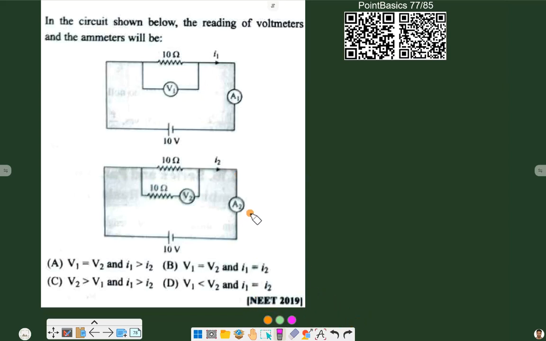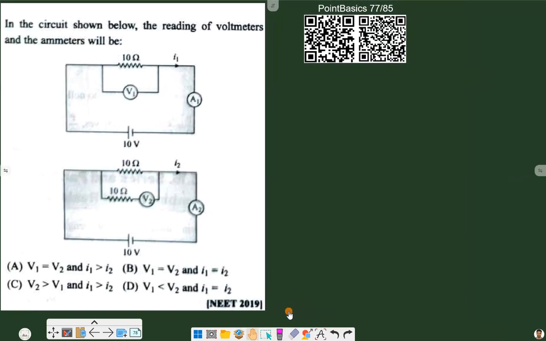Now in this type of question, we don't know whether we have to consider these voltmeters and ammeters as ideal or as in a practical scenario. So what we will do, we will solve for both of the cases and then find out which one the answer matches. Let's start with the ideal case.